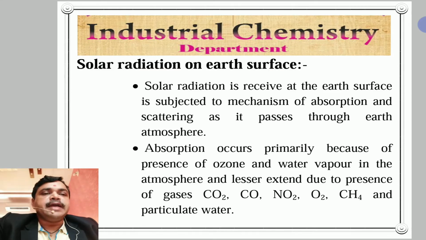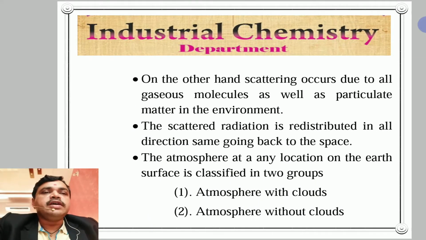Absorption occurs primarily because of the presence of ozone and water vapor in the atmosphere, and to a lesser extent due to the presence of gases like carbon dioxide, carbon monoxide, nitrogen dioxide, oxygen, methane and particulate matter. On the other hand, scattering occurs due to all gaseous molecules as well as particulate matter in the environment. The scattered radiation is redistributed in all directions, some going back to space.